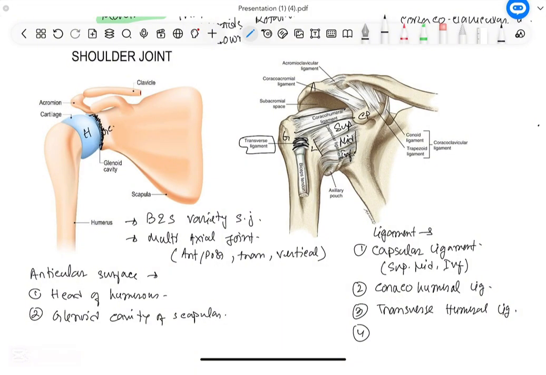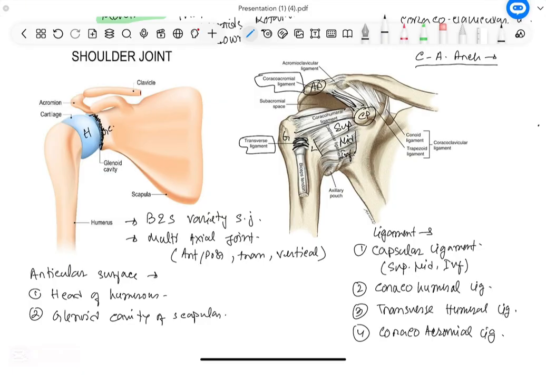Then there is one more ligament which is in between the coracoid process and acromion process, heading between them. The name of this is called coracoacromial ligament. This coracoacromial ligament, along with the coracoid process and acromion process, makes an arch. The name of this arch is called coracoacromial arch. I am writing here in shortcut, coracoacromial arch.